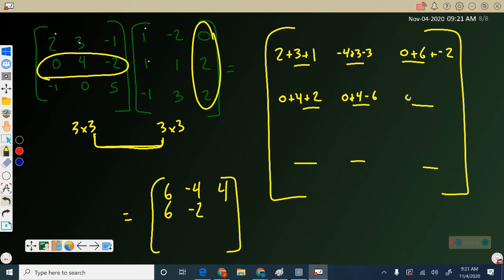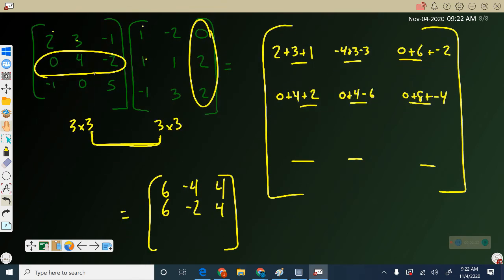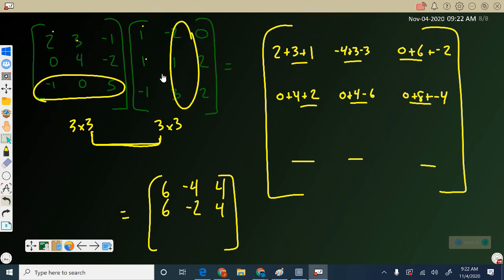0 times 0 is 0, plus 4 times 2 is 8, plus 2 times -2 is -4, so I get positive 4. And now I just have to go one more row and column. So now I'm going to go with the third row, and I'm going to go one column at a time. So let's start with the first column.